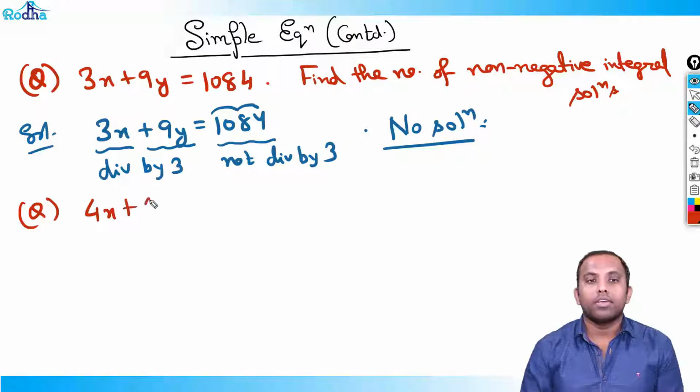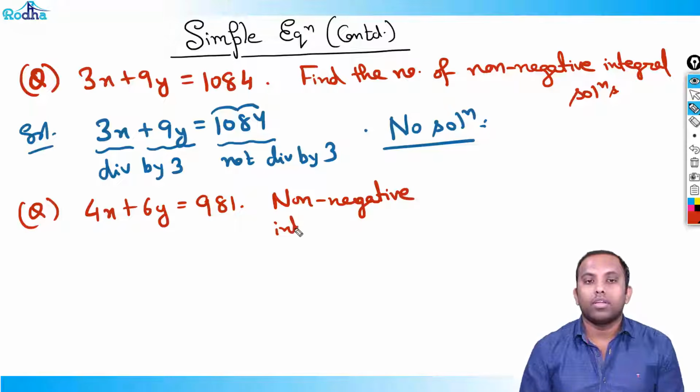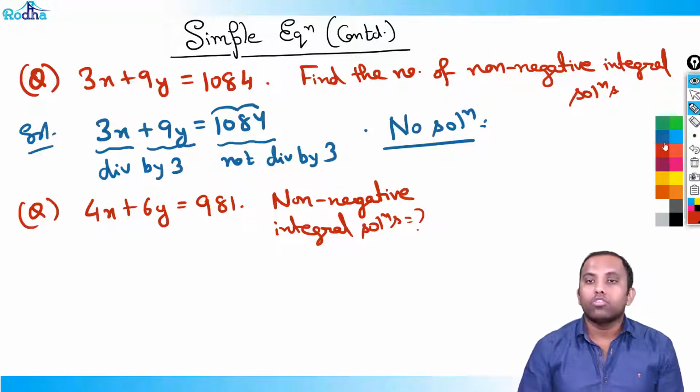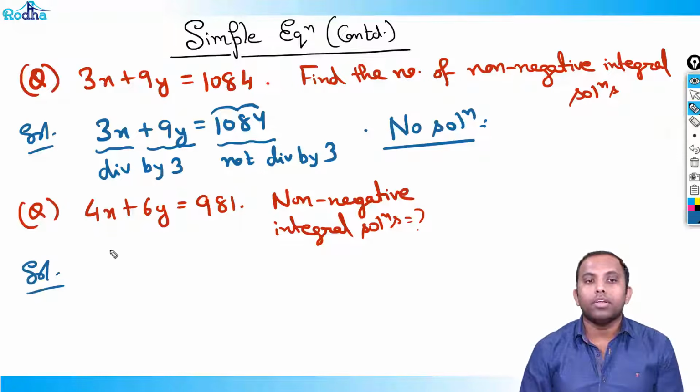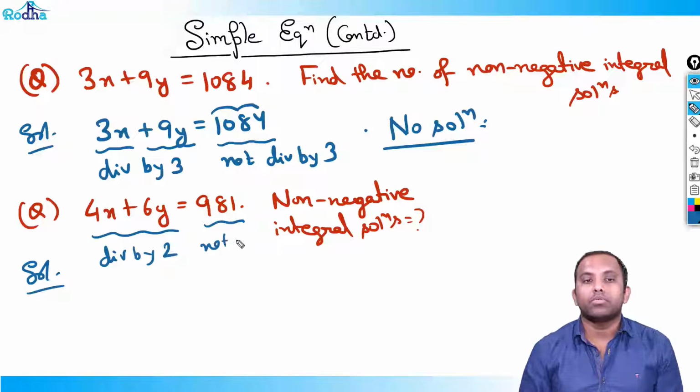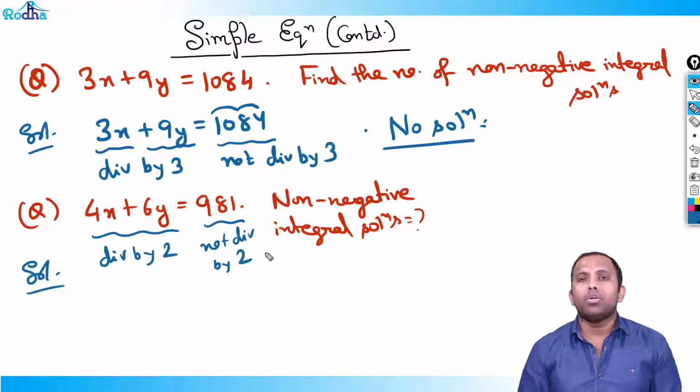Similarly, if I give one more question, 4x plus 6y is equal to 981, number of positive or non-negative integral solutions. How much is it? Answer? No solution again. I hope you got it. Left side is divisible by 2 because 4 and 6 are divisible by 2. So right side should also be divisible by 2. But it is not divisible by 2. I hope you got the logic here.